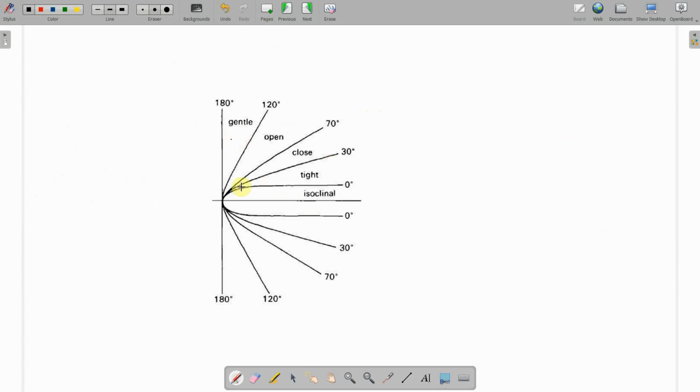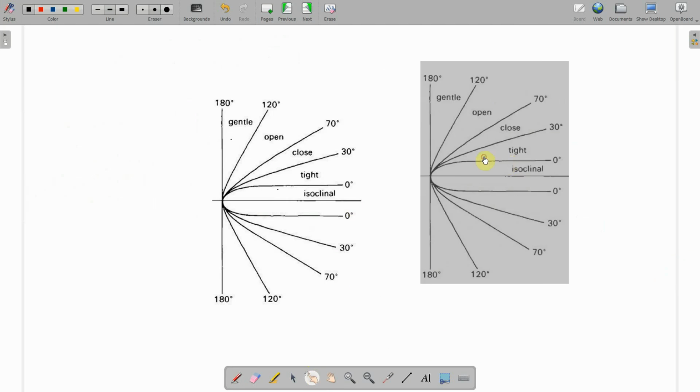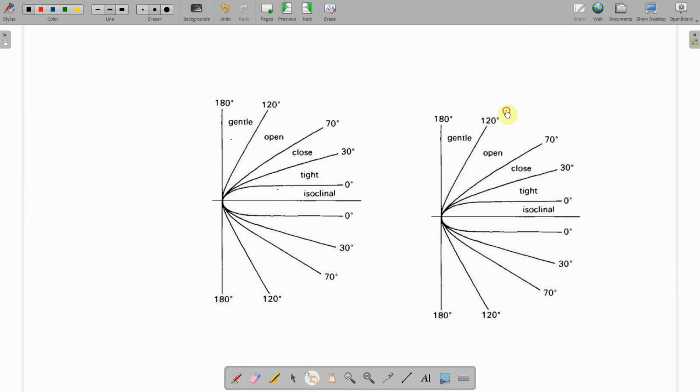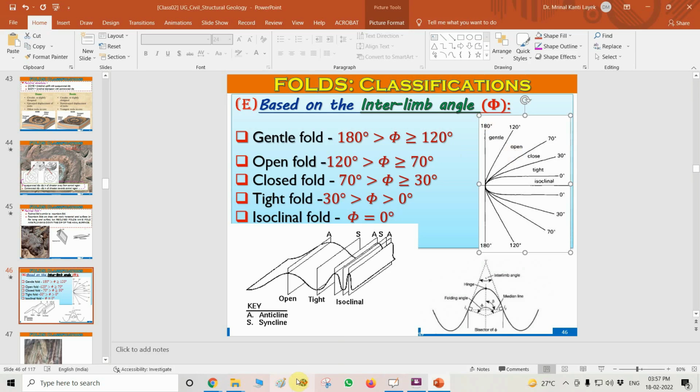Okay. How can I rotate it? Give me a minute, okay?